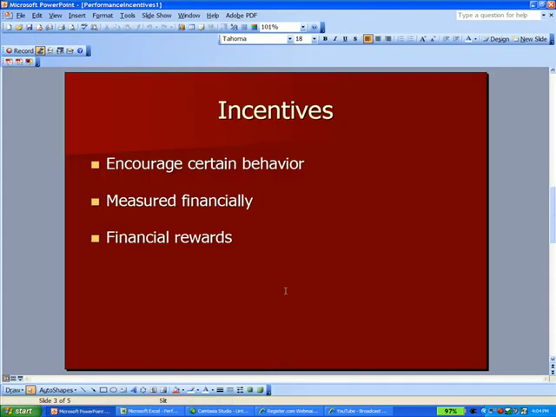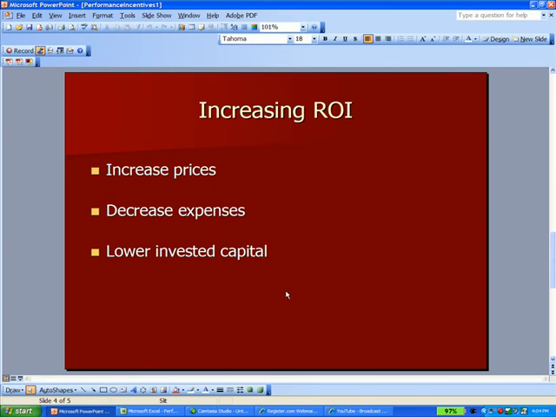There are only a couple ways that we can change or increase ROI, return on investment. We can increase prices. That can be difficult because we may get resistance from customers. We can decrease expenses, which unfortunately is usually the first technique that companies go to. Or we can lower the invested capital, meaning that it requires fewer dollars invested to get the same results.